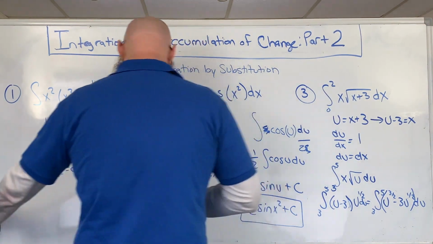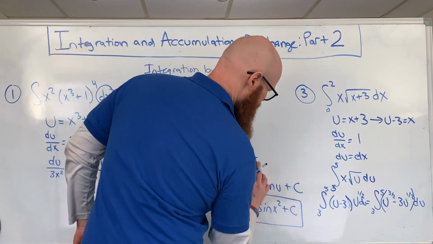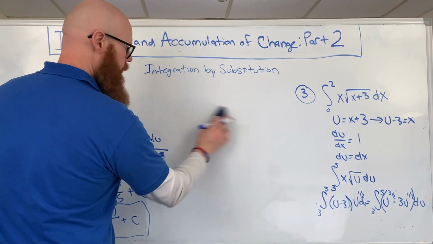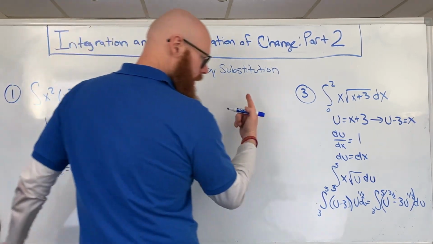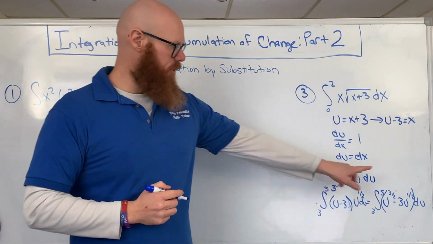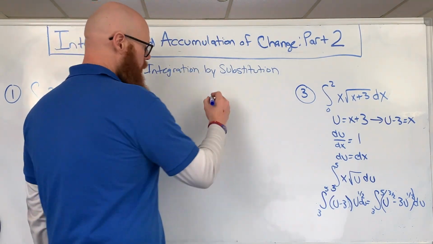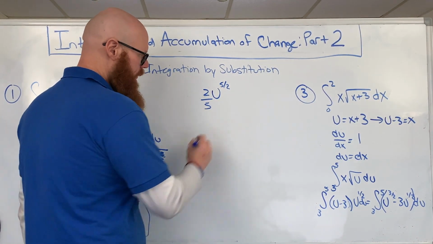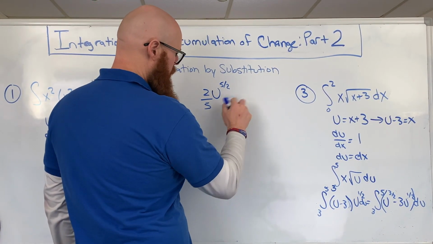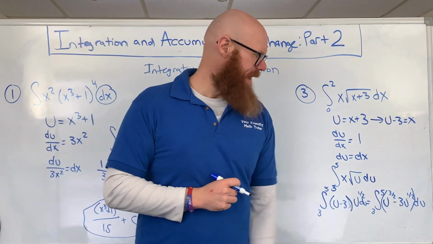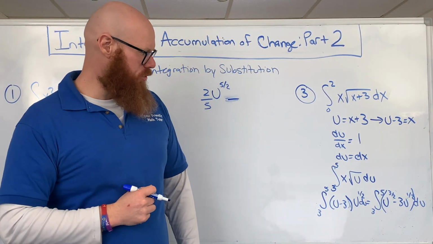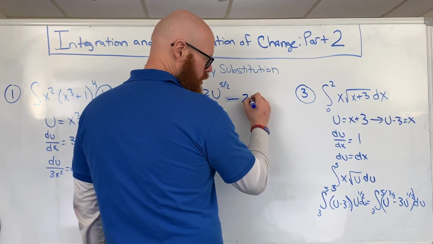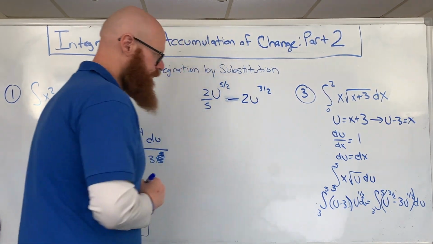So let me get rid of this problem, and I'll go up here. The antiderivative of u to the 3/2: add 1 to the exponent, so I get u to the 5/2 divided by 5/2, which is like multiplying by 2/5. Then minus 3u to the 1/2: add 1 to that, I get u to the 3/2, divide by 3/2, like multiplying by 2/3, and the 3's cancel. So I get 2u to the 3/2.